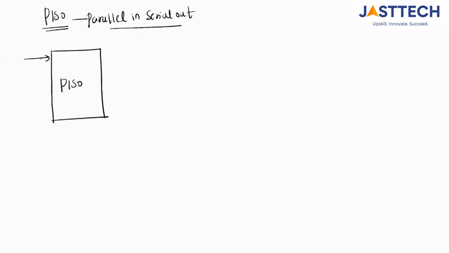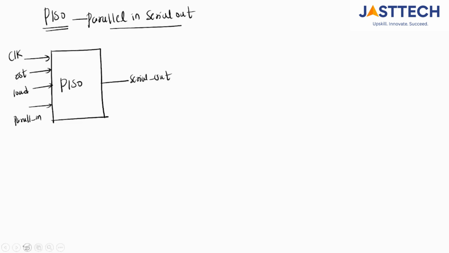So what are the inputs you have? You have clock and reset, and one more input, that is load, and you are loading the data, parallel_in, and the output is serial_out.